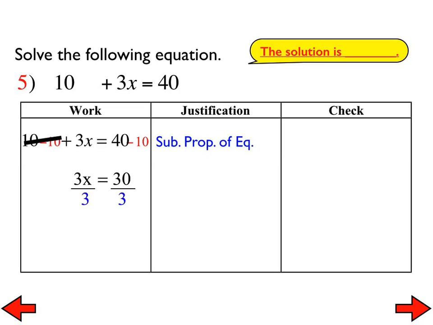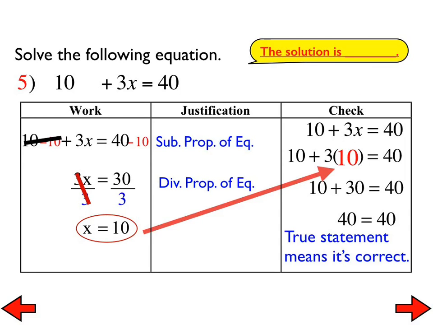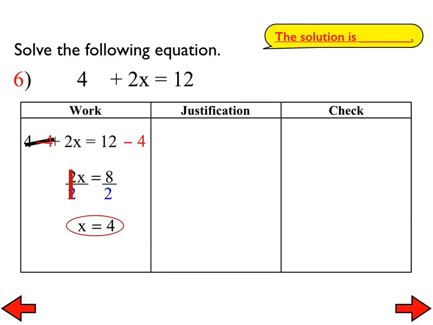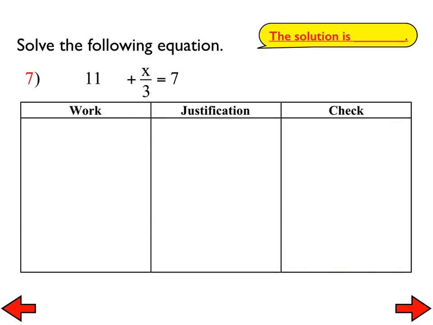Okay, and then I need to do this. Which property is that? Of what? Of equality. There we go. And then, of course, we should take that answer and check. And, of course, it does make a true statement. All right, which property am I using in this one? What's the first property that I used? Subtraction property of equality. What property did I use second? Division property of equality. Okay, good. And when I substitute 4 in for x, it does make a true statement. All right, I think we get the idea here.